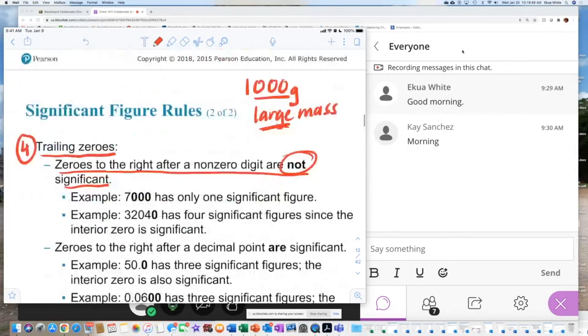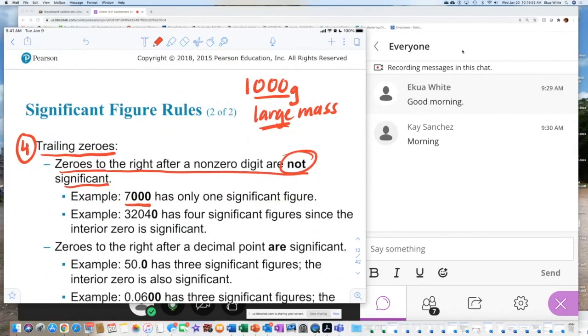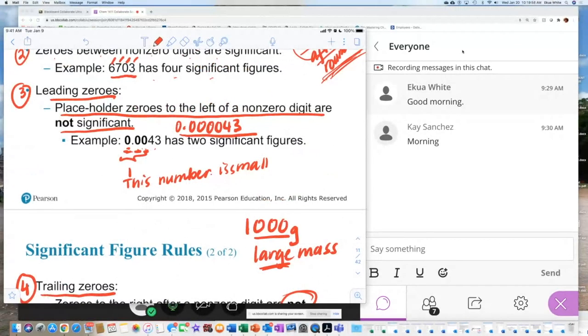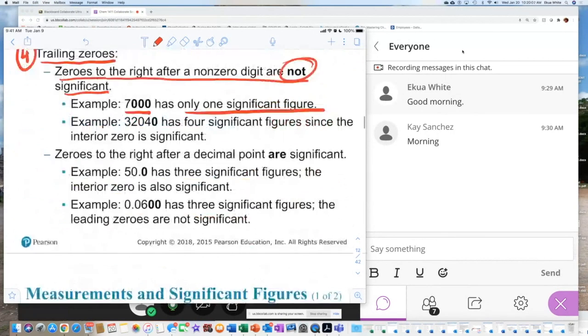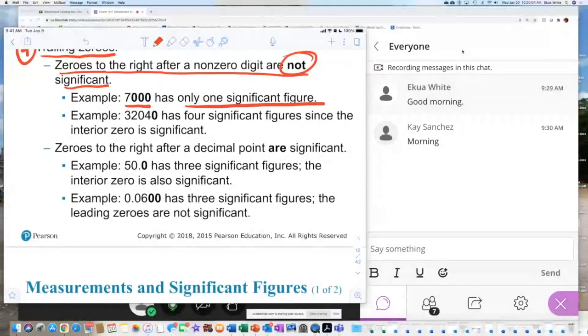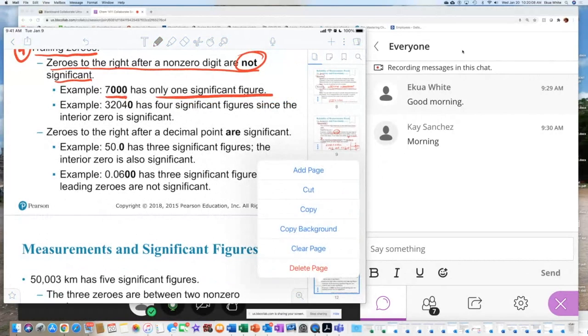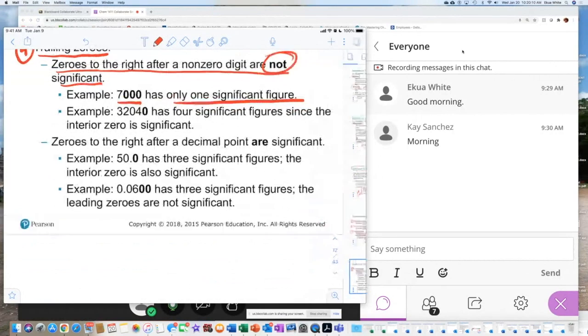So for that reason, we'll say this number here only has one significant figure. Oh, I forgot to say, this number here only has two significant figures. Only the non-zero numbers count. For this last part, let me get a little more involved and actually add a page.